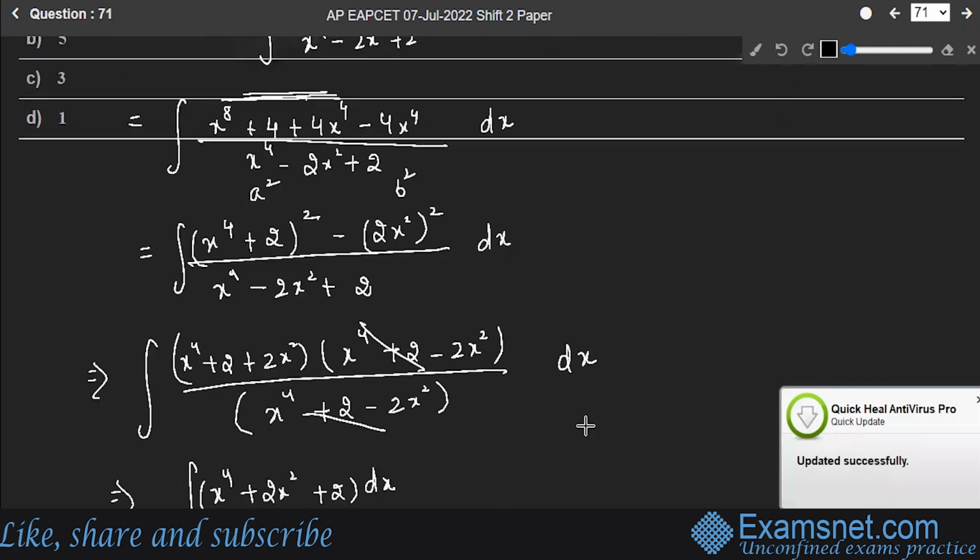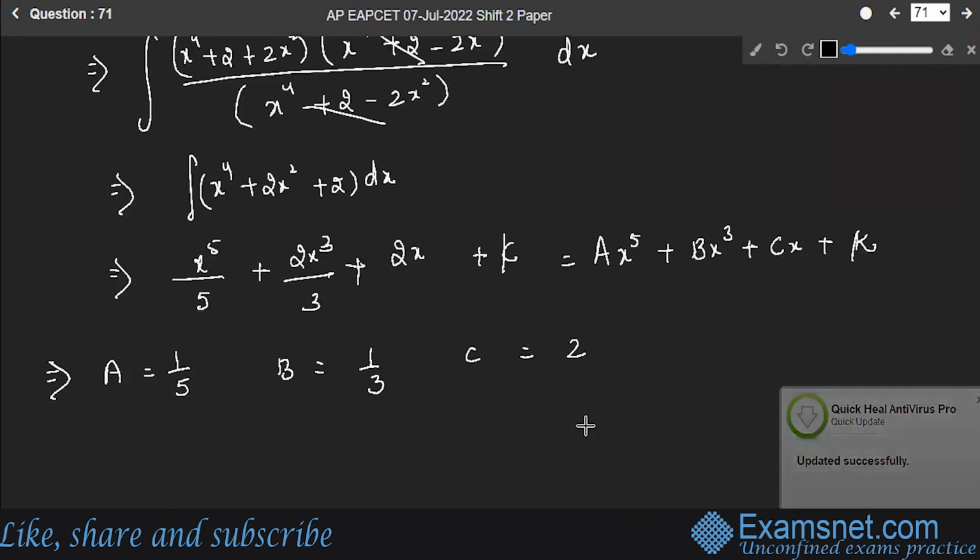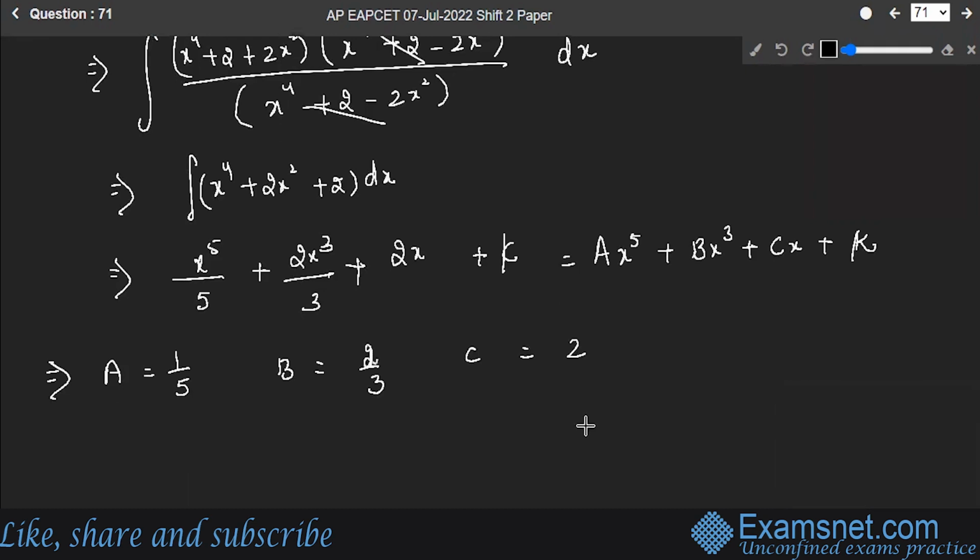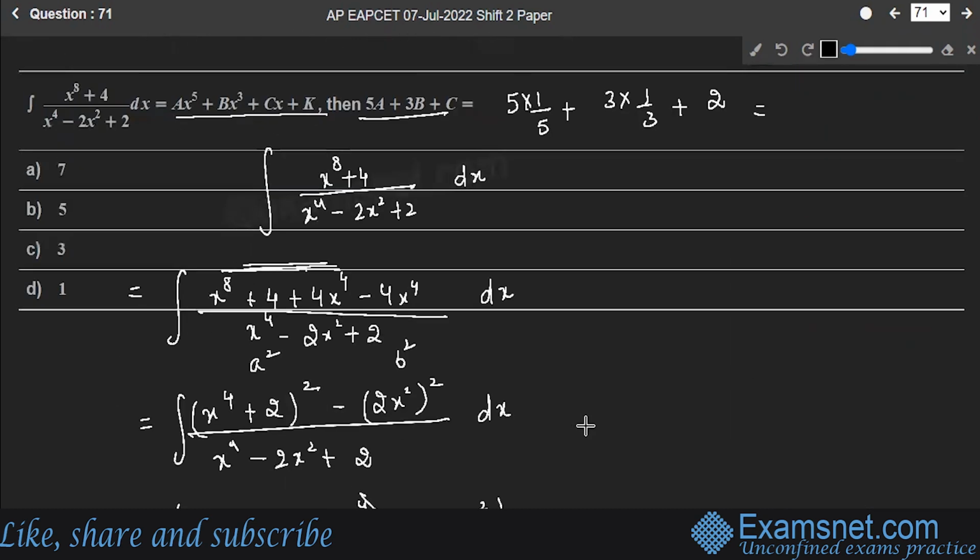Give me a minute. b was equal to 2 by 3. Yeah, so b was equal to 2 by 3. Here it will be 2 by 3 and you will have 5 as your answer. Option B.